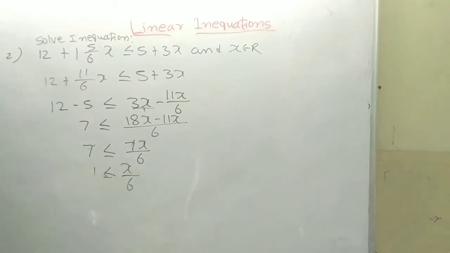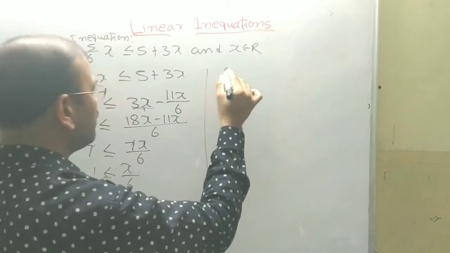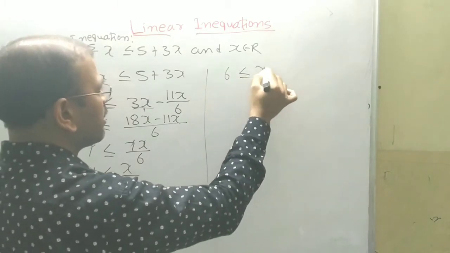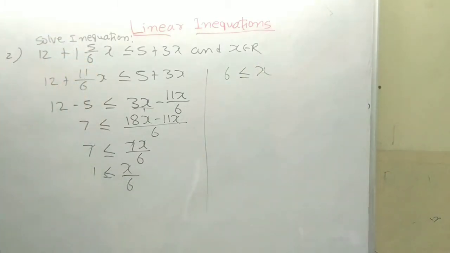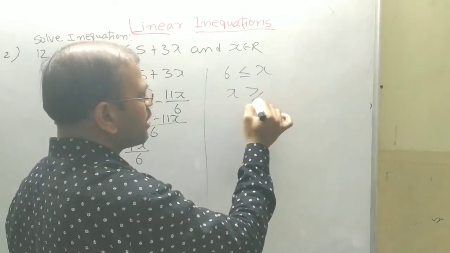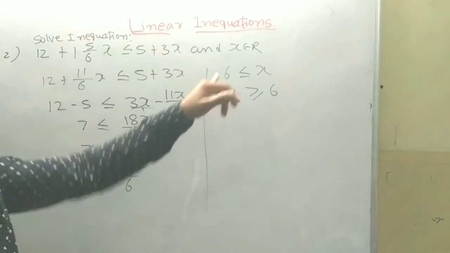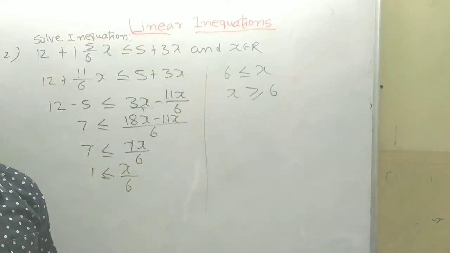Now apply cross multiplication. When you apply cross multiplication, you get 6 less than or equal to x. The same thing we can also write as x greater than or equal to 6. So this is our solution for this inequation.